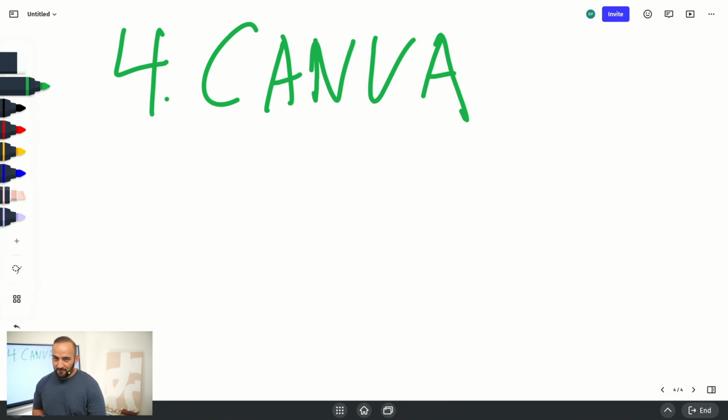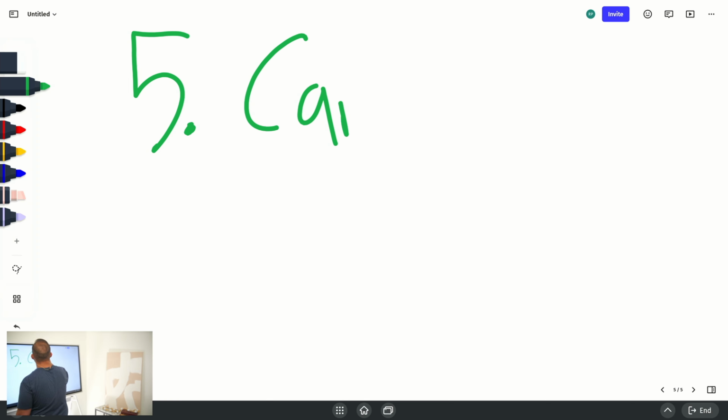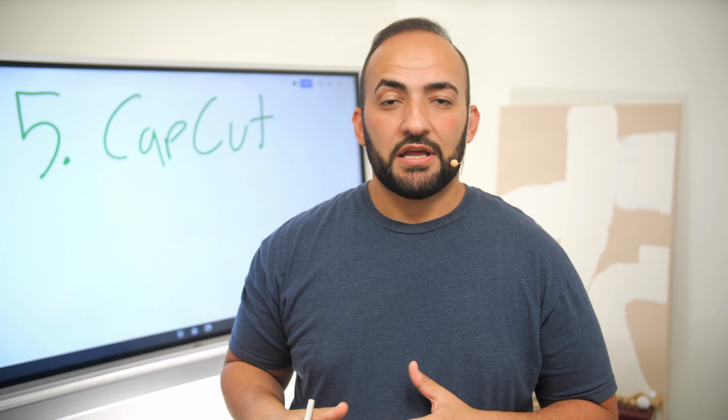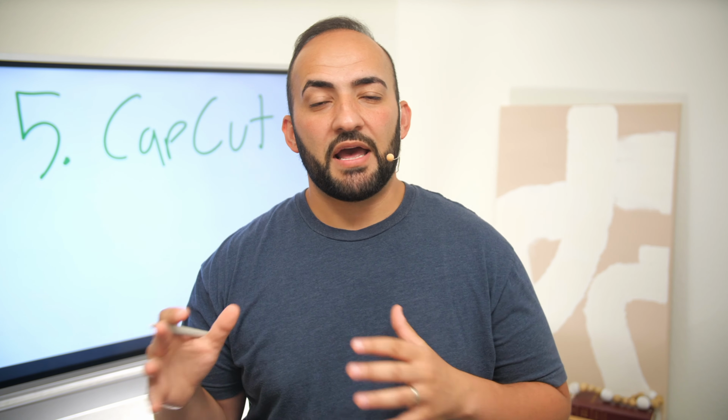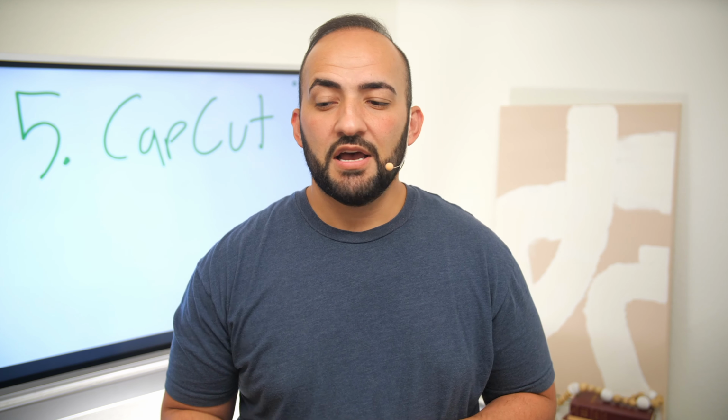And number 5, this one might have some controversy with it because they just put out some terms that people are not liking, but I'm going to share with you a way to not have to worry as much about it. It is CapCut. CapCut is a mobile and desktop editing software that is super streamlined. It's very easy to use.